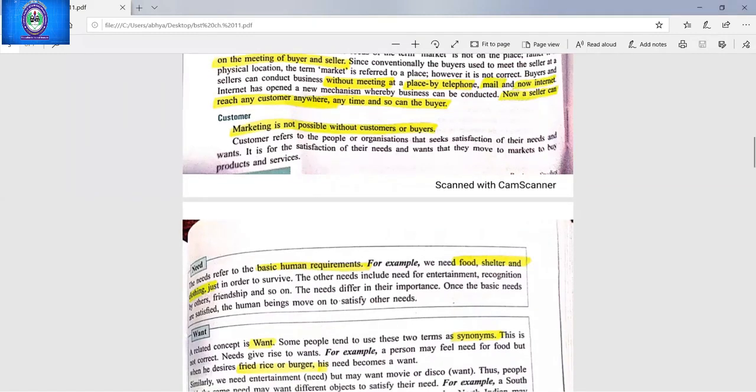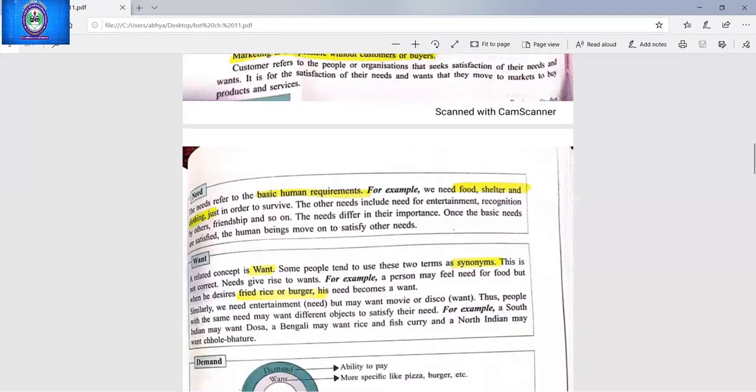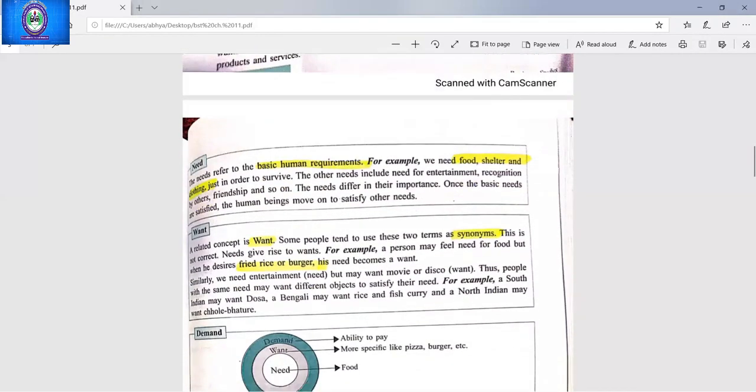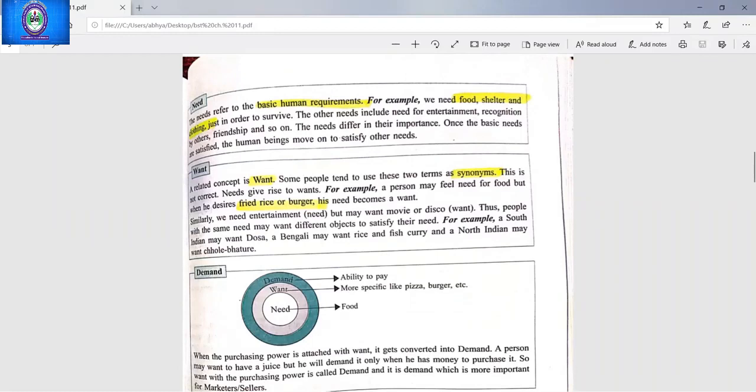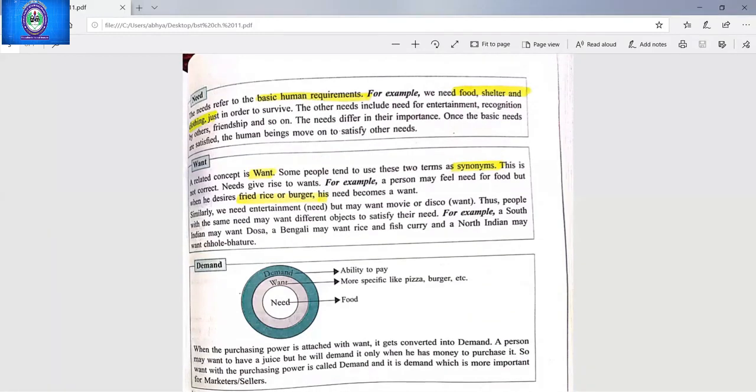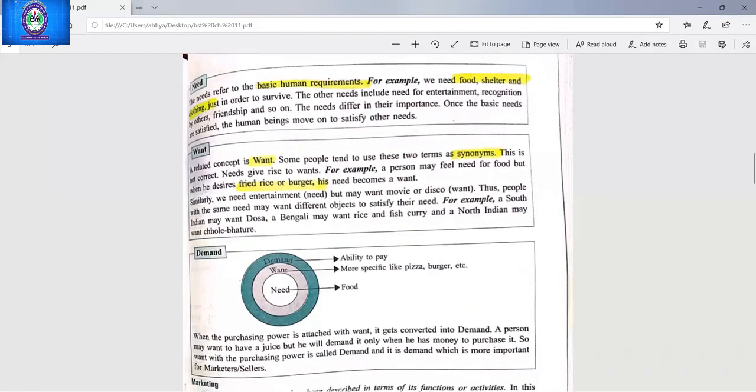So here two words have come, need and want. So what is need? Need means the basic human requirement. For example, food, shelter, clothes, air, all these we need to survive. So these are the needs. Okay, one marker question it can be. So in need, we always refer only to the basic human requirements.